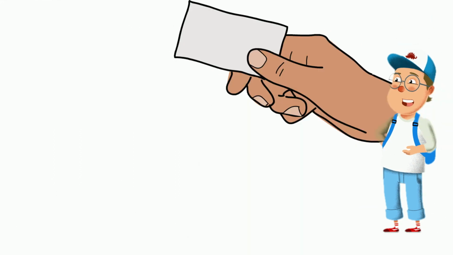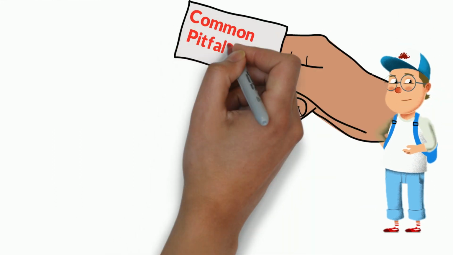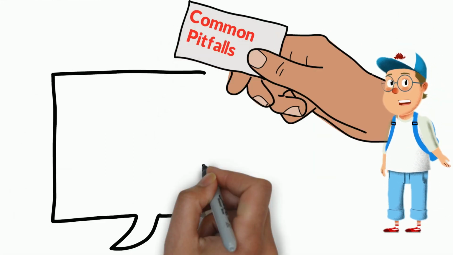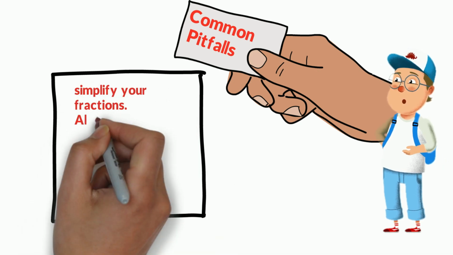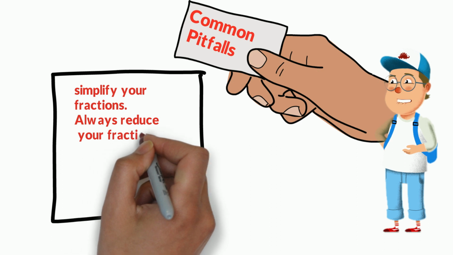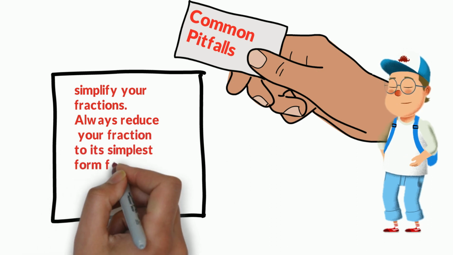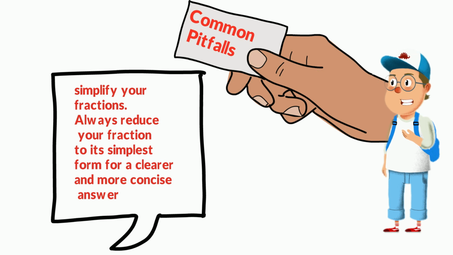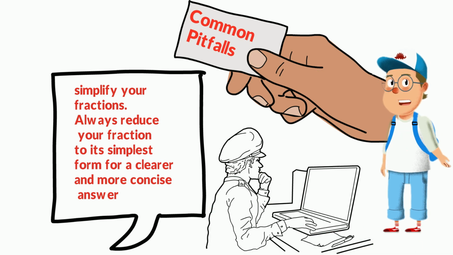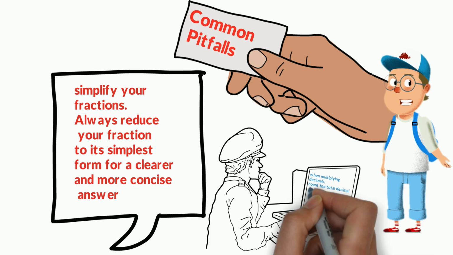Before we wrap up, let's address some common pitfalls. One mistake to avoid is forgetting to simplify your fractions. Always reduce your fraction to its simplest form for a clearer and more concise answer. Additionally, when multiplying decimals, count the total decimal places in both numbers and apply them to your final result.